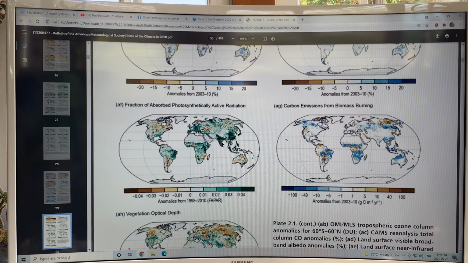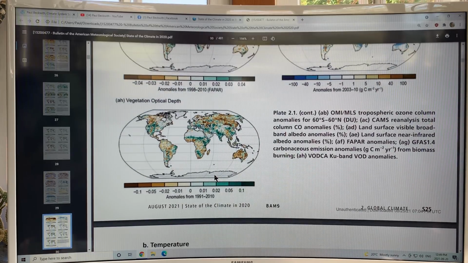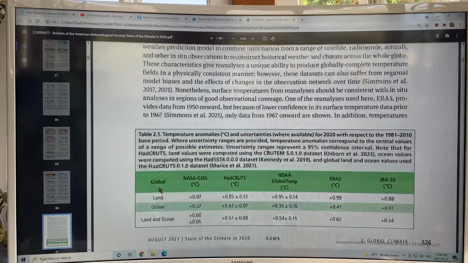So what it is, the absorbed, like plants absorb radiation. They only absorb a certain fraction of the total radiation, and this is showing the fraction, how it's slightly increased in some regions, decreased in others. Biomass burning, as I mentioned, is way down in many places around the planet, and there are some exceptions in the brown areas. And vegetation optical depth, so this is an indication of how healthy the vegetation is. Slightly better in the blue regions, slightly worse in the brown regions relative to the long-term averages.